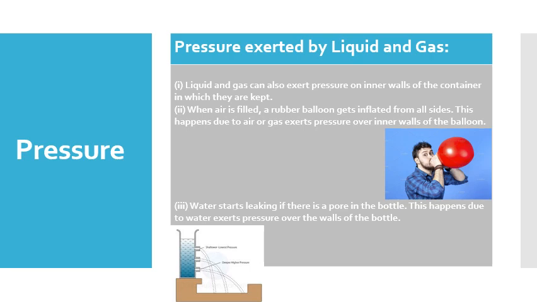When air is filled, a rubber balloon gets inflated from all sides. This happens because air or gas exerts pressure over the inner walls of the balloon in all directions. Water starts leaking if there is a pore in the bottle. This happens because water exerts pressure over the walls of the bottle, which means that the water exerts pressure towards the downward direction, towards the sideward direction, etc.